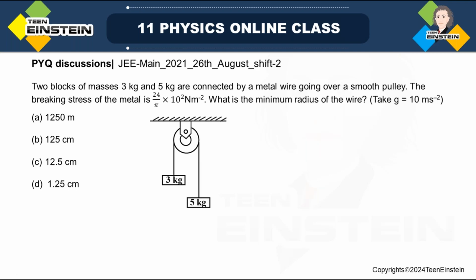So this problem says two blocks of masses 3 kg and 5 kg are connected by a metal wire going over a smooth pulley. The breaking stress of the metal is given. Stress means, in this case, tension of the wire divided by the cross sectional area of the wire. That is actually the breaking stress.